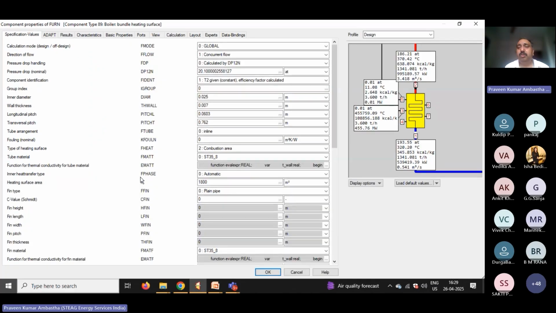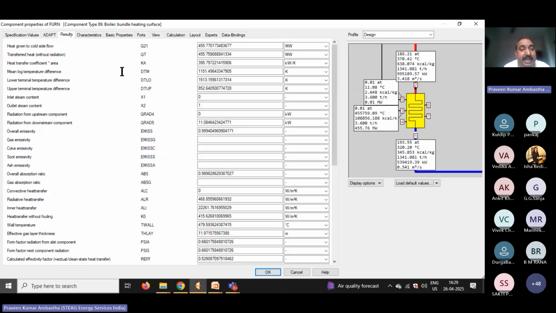of course, when we model a power plant, generally we put in all the geometrical data, and with the process data and the geometrical data, we simulate the model. And from the operating data, we get the heat transfer coefficient. This is basically Ka. You can see this is Ka, the heat transfer coefficient.